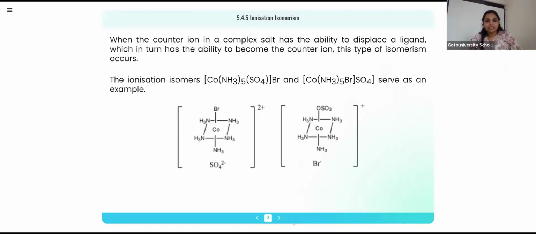Okay. So in ionization isomerism, the formula is the same, but the things outside the sphere go inside and the things inside the sphere come outside. So if you ionize them, you get different types of ions. That is the difference. Okay.